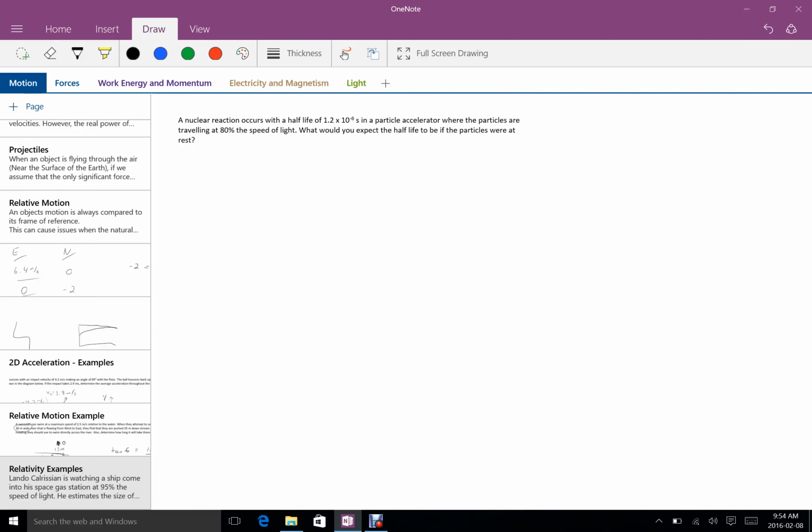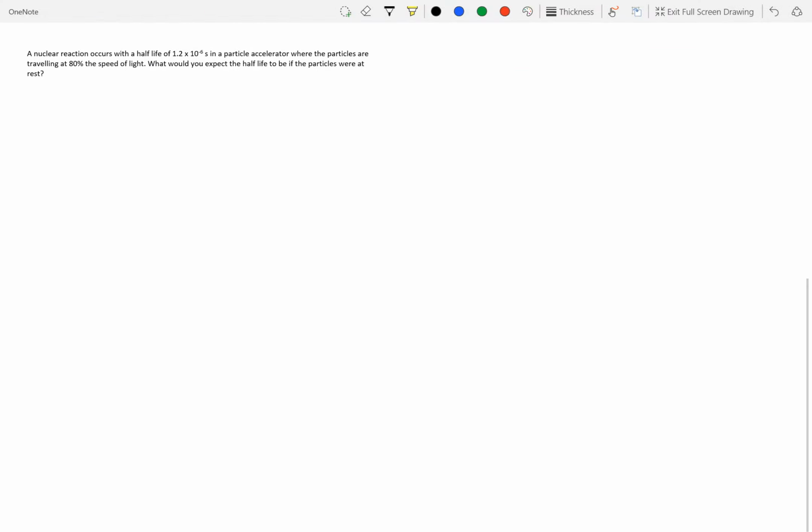All right, one more really quick example here. Maybe not as interesting as the Lando example, but maybe a little more practical for something that could happen in real life. A nuclear reaction occurs with a half-life of 1.2 times 10 to the negative 6 seconds in a particle accelerator where the particles are traveling at 80% the speed of light. What would you expect the half-life to be if the particles were at rest?